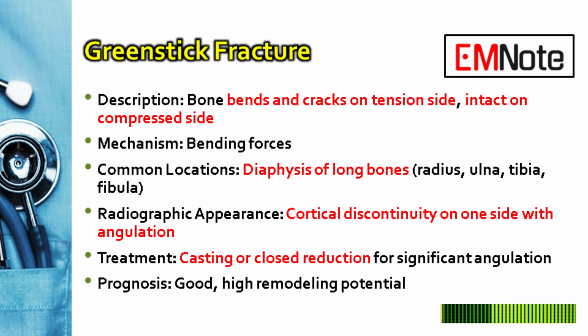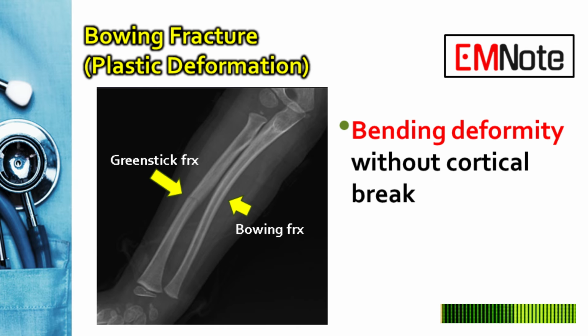And assuming we get good alignment initially, what's the outlook for greenstick fractures? Generally very good. Especially in younger children, that remodeling capacity is phenomenal. They can smooth out minor imperfections over time. But getting that initial alignment right, particularly correcting significant angulation, is really important for the best outcome. Right. Okay, so buckle is compression. Greenstick is tension failure on one side, often with angulation. Now for the trickiest one, maybe, the bowing fracture, also called plastic deformation.